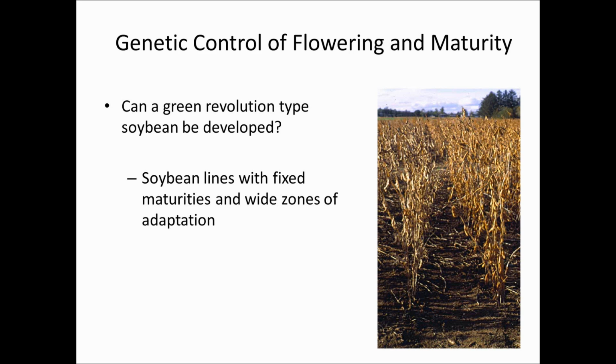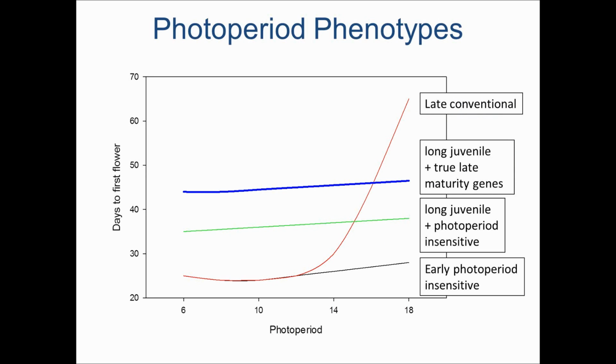So I've been fascinated with the genetic control of soybean flowering and maturity time, having worked both in the tropics and here in Ottawa in the short season areas. And the question that occurred to me is whether we can have a green revolution type soybean. That is a soybean with a relatively fixed growth duration and with a wide zone of adaptation.